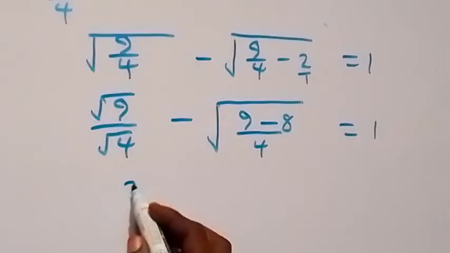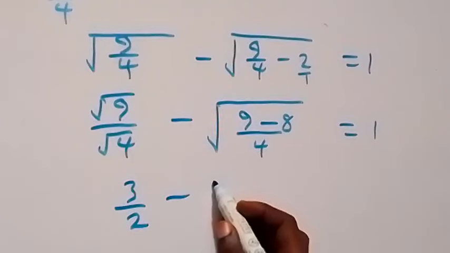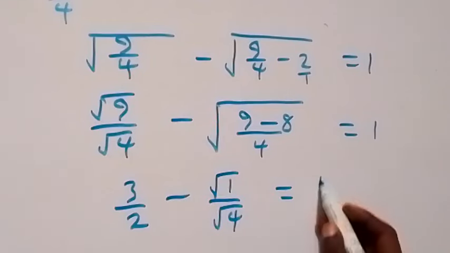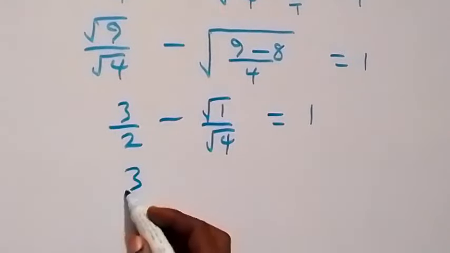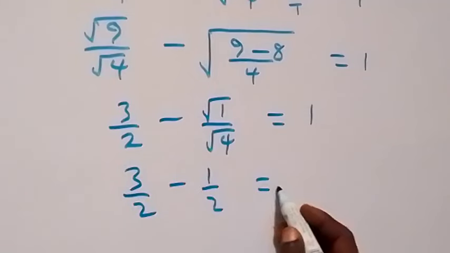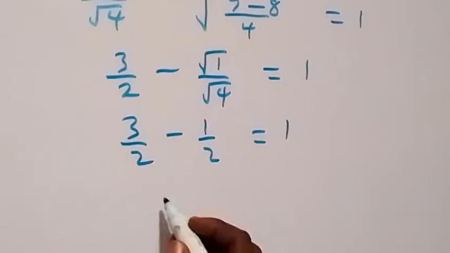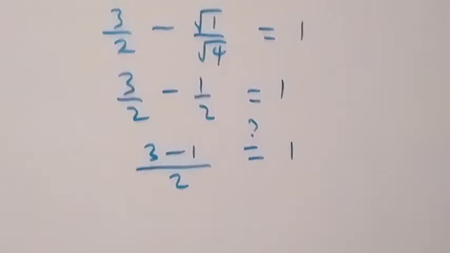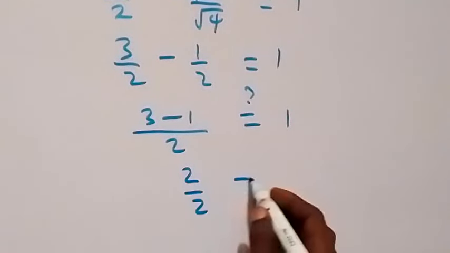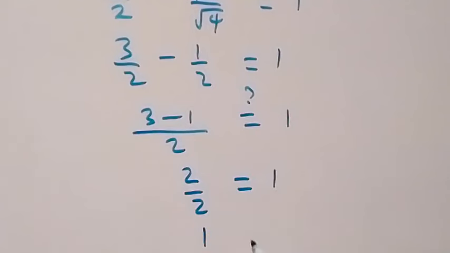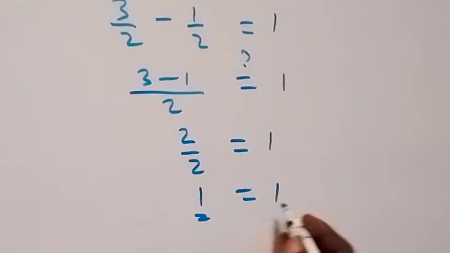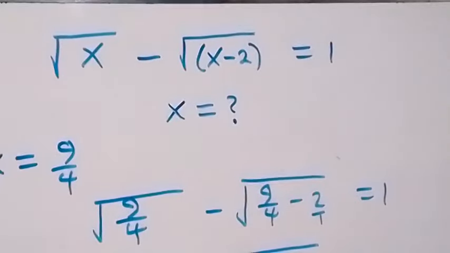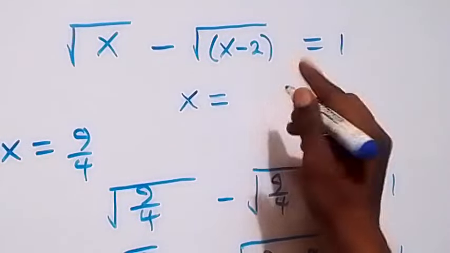Then here, root 9, that's 3, root 4 here, that's 2, minus here, we have root 1 over root 4 now, and is this equals to 1 on this side? And this is 3 over 2 minus 1 over 2. Is it equals to 1? And from here, LCM is 2. This is 3 minus 1. Is it equals to 1? So we have 2, 3 minus 1, that's 2. That's 2 over 2 now. Is it equals to 1? 2 over 2, that's 1, which is equals to 1. Now, left hand side equals to the right hand side, and hence from here we have x equals to 9 over 4, satisfying this equation from here.